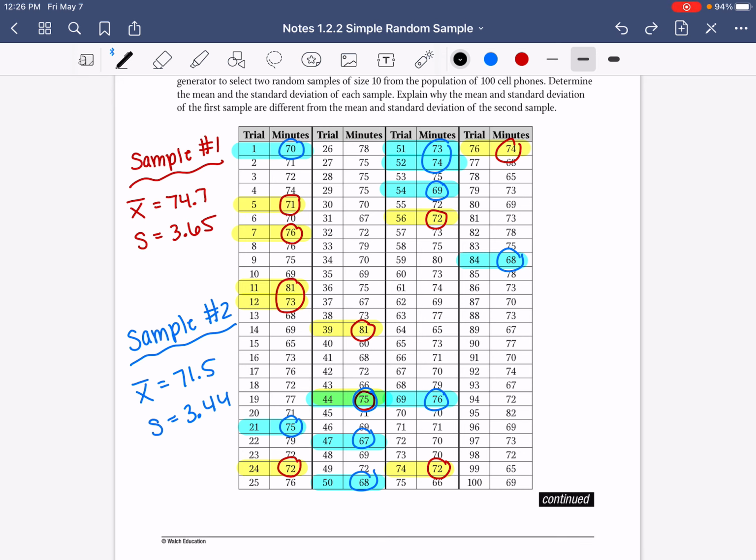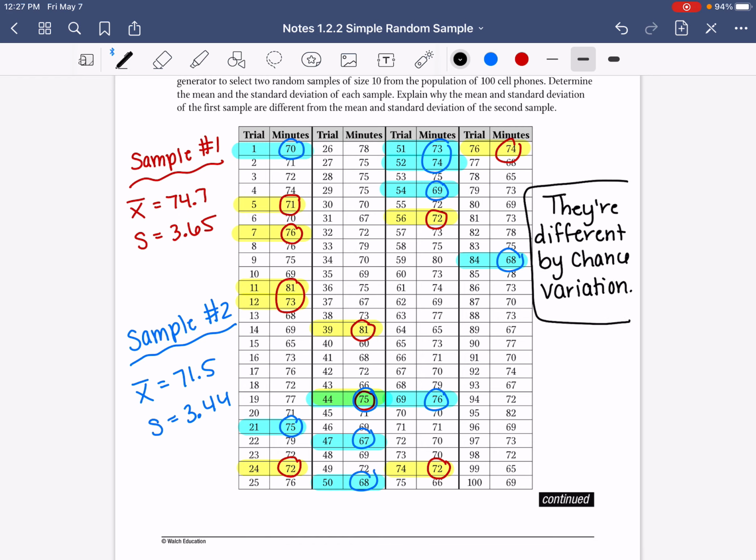It's very unlikely that they will ever be the same. They should be close, but the reason why is we usually say chance variation. They're different by chance variation. They vary just by chance. That's what happens, we randomly selected them. They weren't exactly the same. If we used all of the numbers, that would be a better sample, but we only used 10 from 100, so it's not exact.